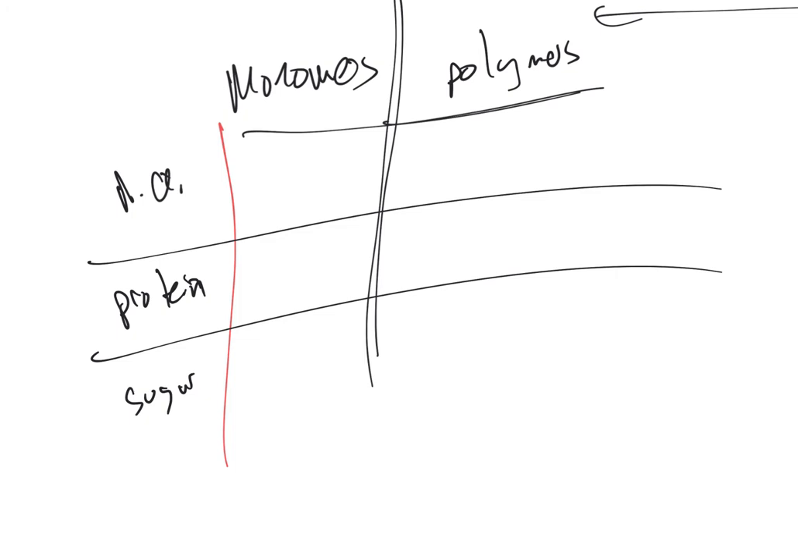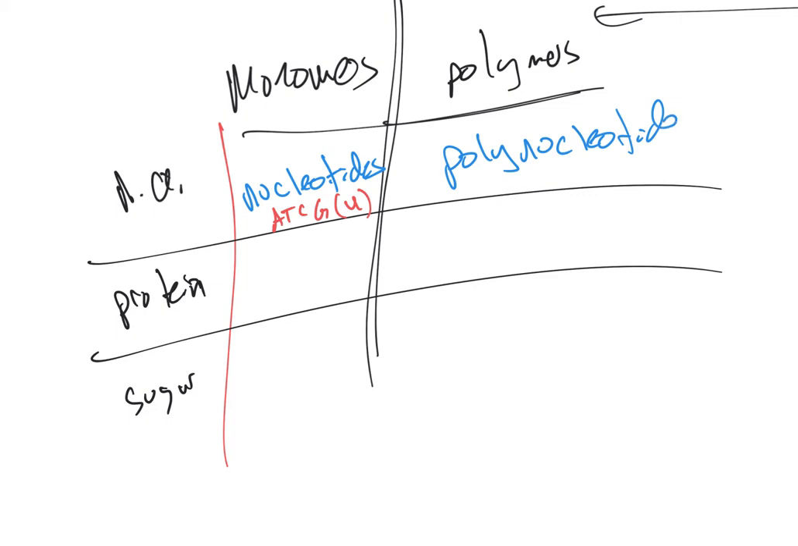Okay? So, nucleic acids, these are called nucleotides. You know these. DNA, this is A, T, C, G, and in RNA, there's U. So, what do we call a nucleotide that's a polymer? We say polynucleotide.